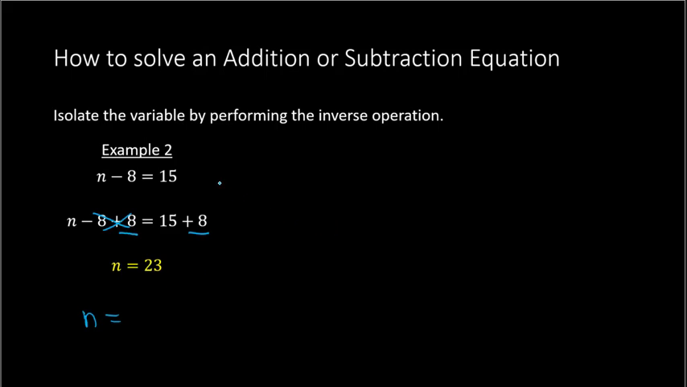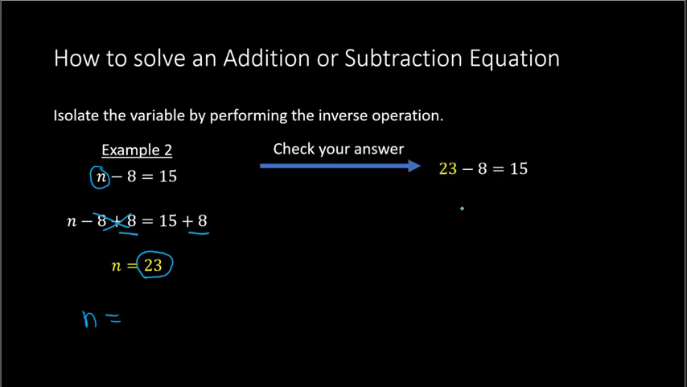And again, we want to double check our answer by plugging in the 23 back in for the variable. So instead of n minus 8 equals 15, we now have 23 minus 8 equals 15. That is a true statement, which means we have the correct solution.